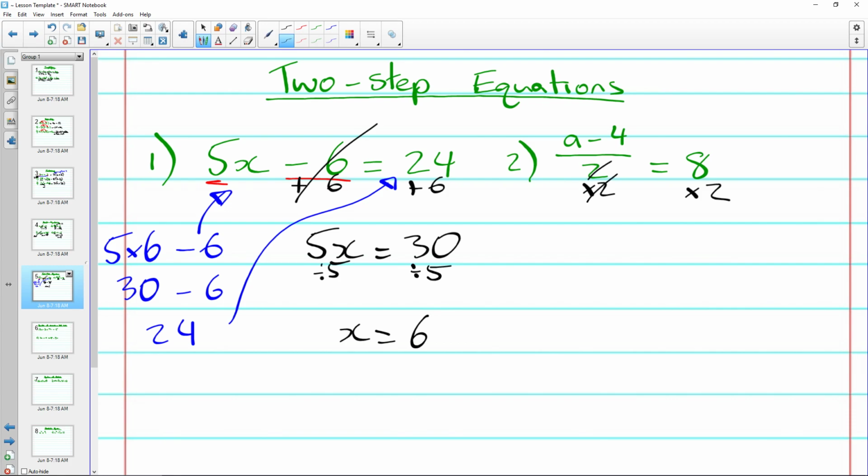The 2 is going to cancel out, leaving me with a minus 4 equals 16. And then from there, the opposite of minus 4 is plus 4, so a equals 20. And again, there's our answer. So that's two-step equations.